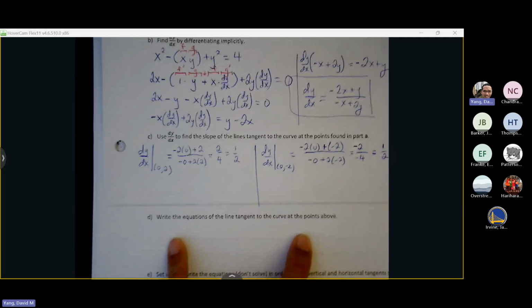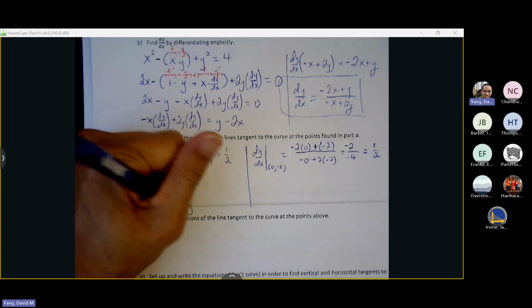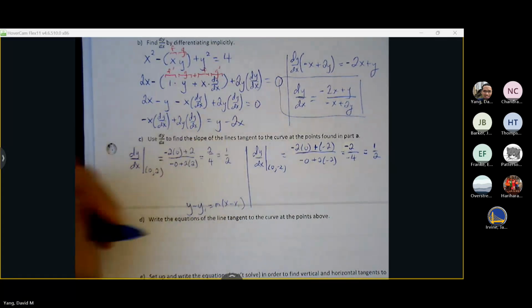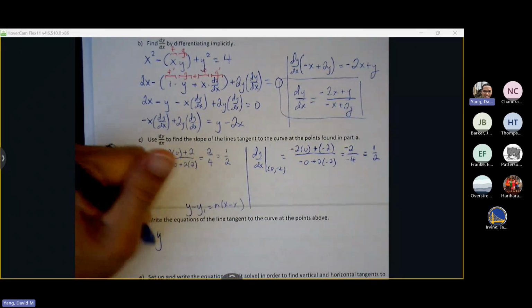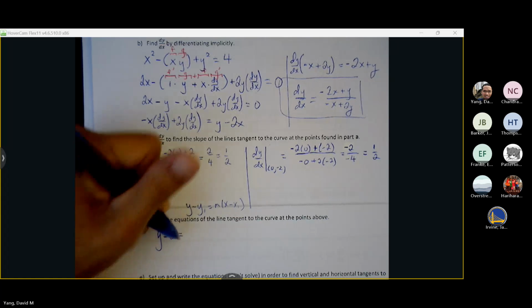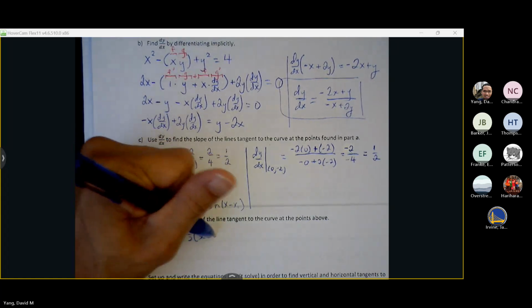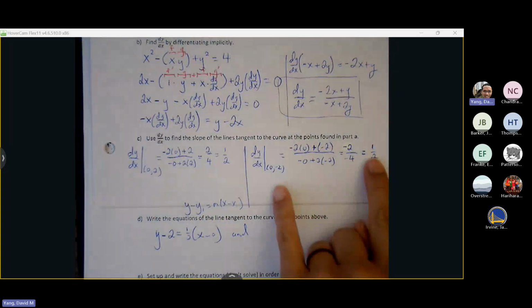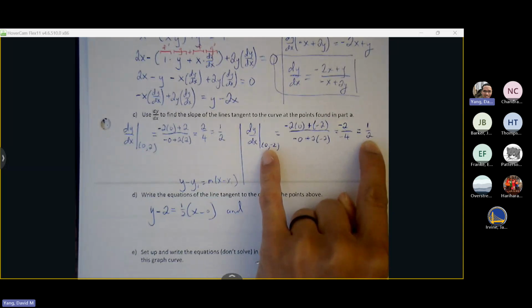And then we have to write the equation of the tangent lines to the curve at the points above. We can just simply use point slope form. So using this ordered pair and this slope, I can do point slope form, build one equation. And then here's my second set of information to get my second linear equation.